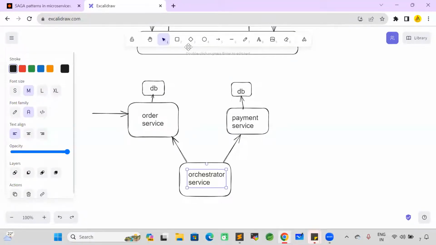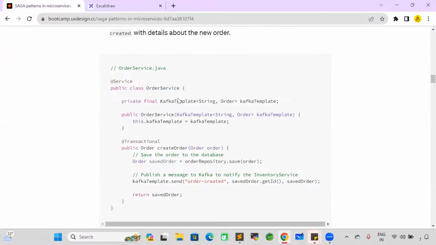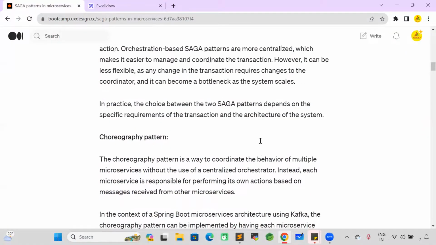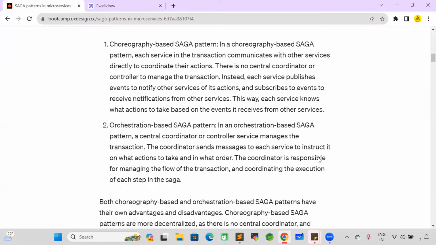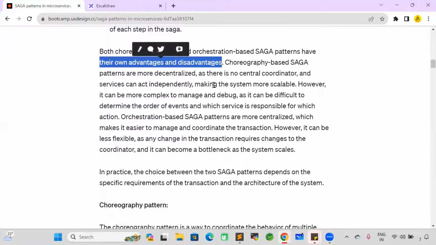So here, a coordinator will be available, that is called orchestrator. Orchestrator is nothing but management. Choreography based SAGA, orchestration based SAGA. As they are telling, both have their own advantages and disadvantages.